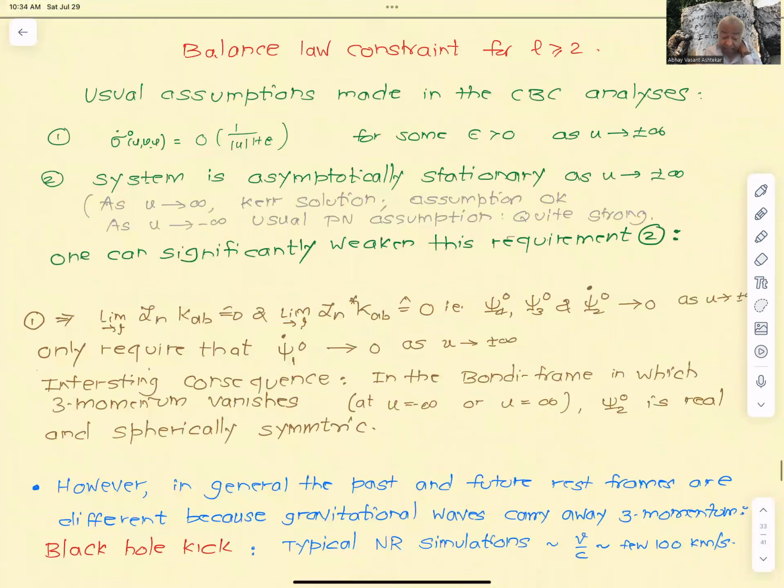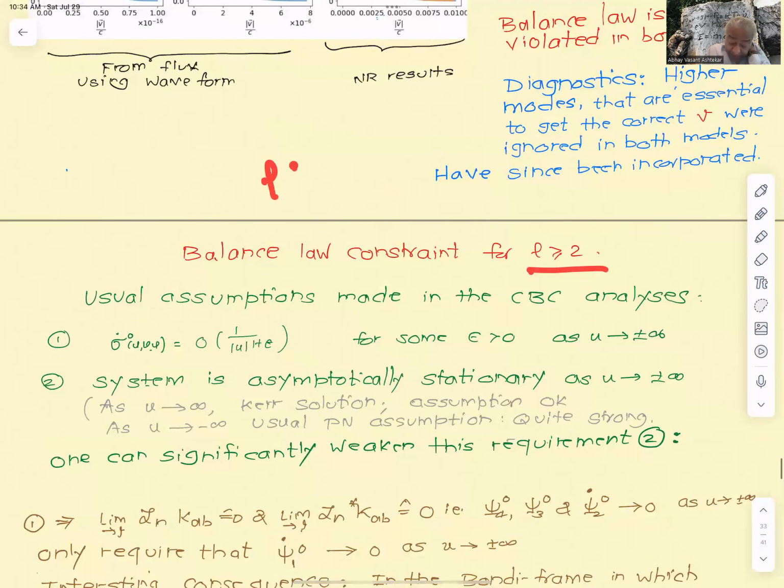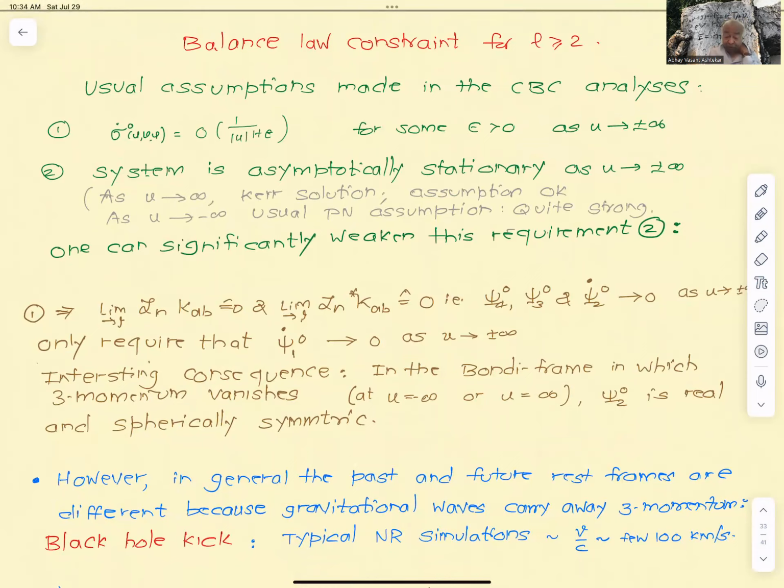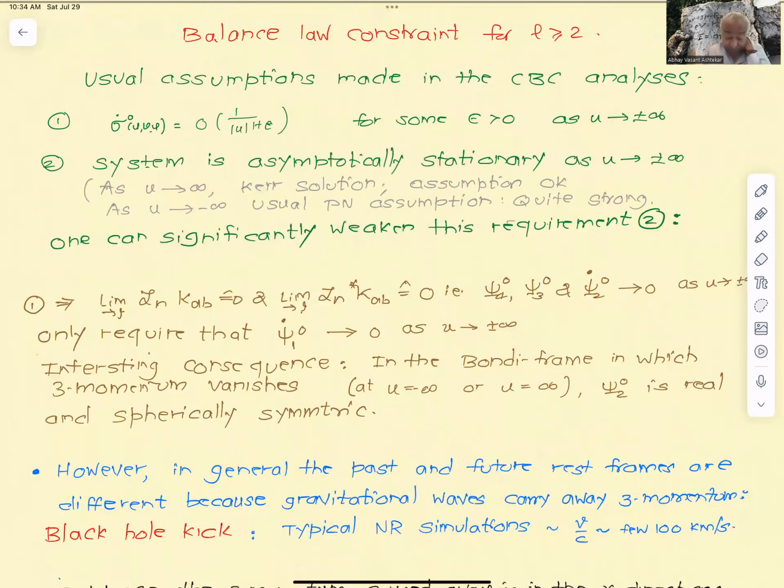Now, what about higher L, L bigger than or equal to 0? Because here I just looked at L equal to 0 and L equal to 1. What about L equal to 2 and bigger? So now here, I just want to explain what happens up here.